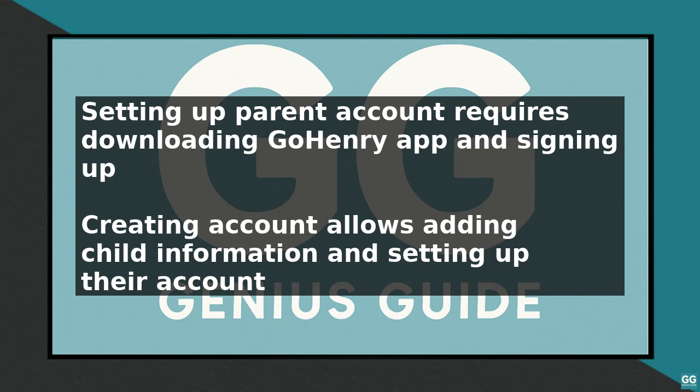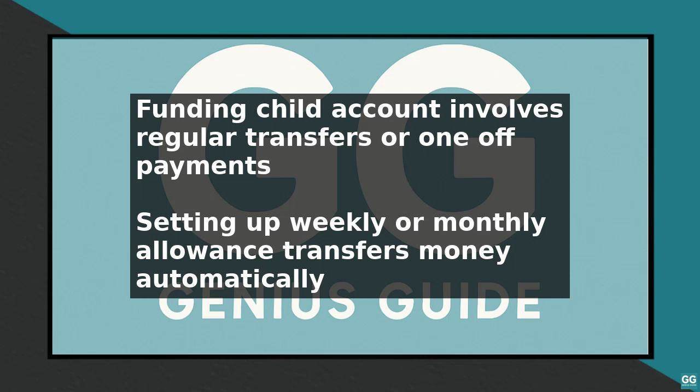Next, you will need to fund your child's account. You can do this by setting up a regular transfer from your bank account or by making a one-off payment. You can also set up a weekly or monthly allowance for your child, which will be transferred into their account automatically.